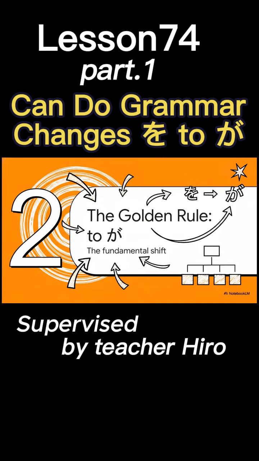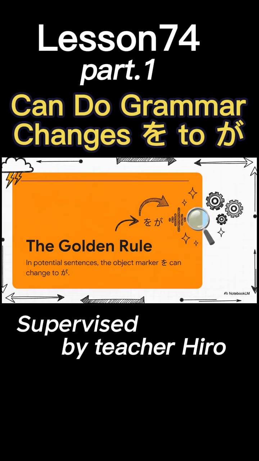So how do we crack this code? It all boils down to one simple golden rule. And trust me, once you get this, the whole thing just clicks into place. And here it is. In potential sentences, that object marker o can and almost always should become ga. A good way to think about it is that the focus isn't on the action anymore. Instead, it's on the thing itself, the thing that you have the ability to do something with. That's the whole idea behind this shift.